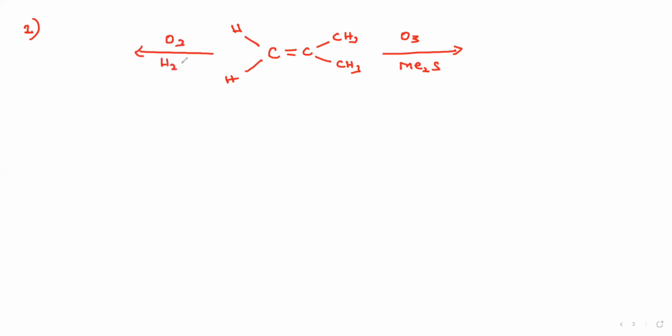Here carbon, here double bond, C. Here CH3, here CH3, here hydrogen. This is the molecule. Now I'm going to do ozonolysis. First, reductive ozonolysis with O3 and Me2S. This is oxidative ozonolysis with O3 and H2O2. Now you know very well: this is reductive ozonolysis, RO, and this is oxidative ozonolysis, OO. In case of reductive ozonolysis, what is the product?